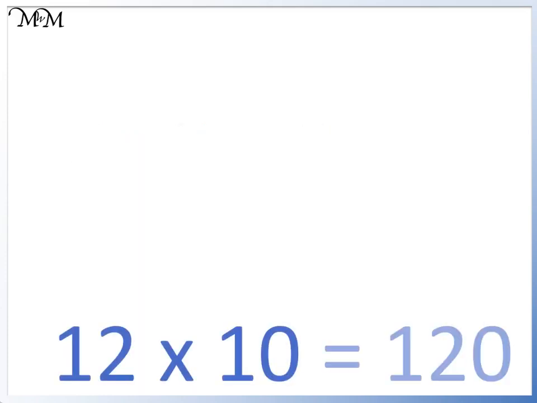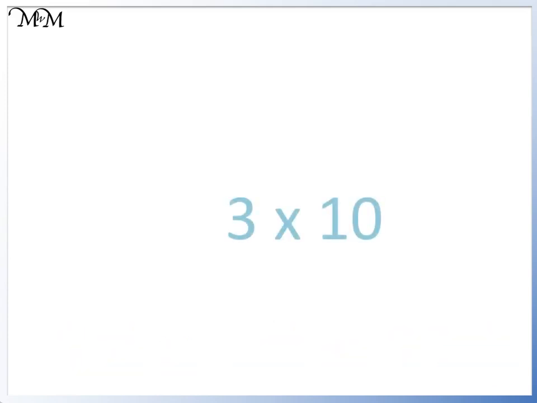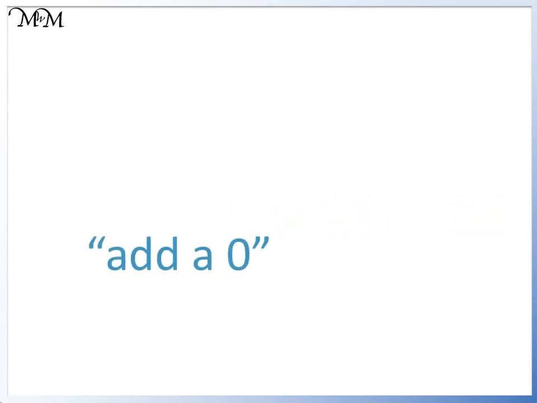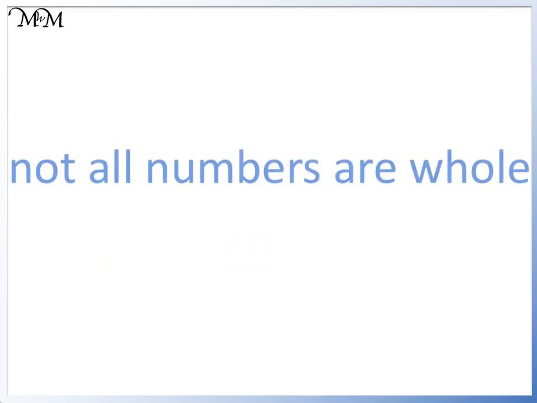We can use our 10 times tables to find that 8 times 10 equals 80, 5 times 10 equals 50, 12 times 10 equals 120, and 3 times 10 equals 30. A trick you may have been taught is to add a zero to the end of the number. Whilst this trick does work for whole numbers, you have to be careful because not all numbers are whole.